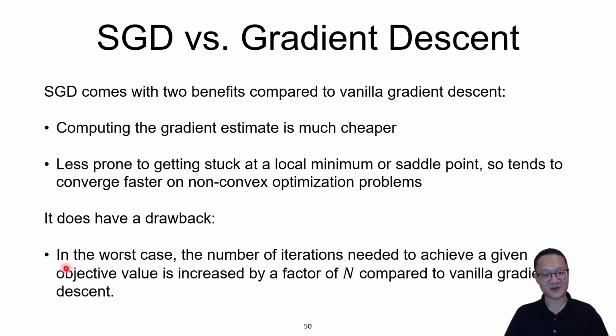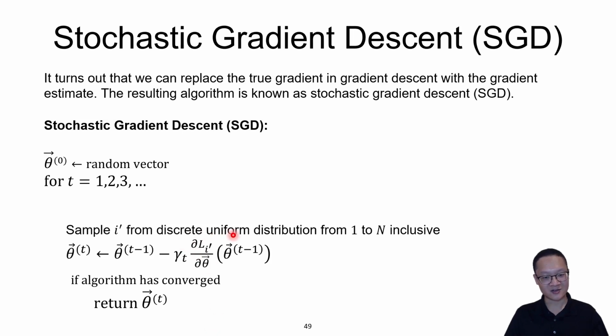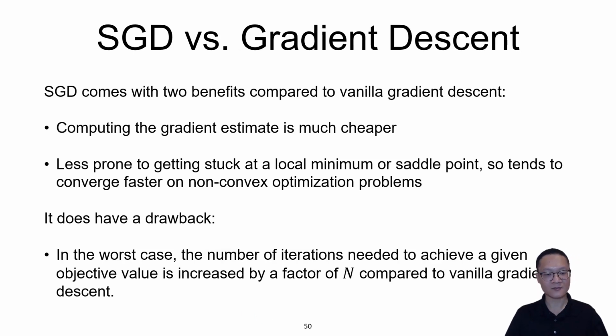Okay, then there's also a drawback. In the worst case, we'll need many more iterations in order to converge to the solution we want. So if I go back here, the computation of this term is much cheaper. However, we're doing the subtraction, so we're doing this theta update way more often. So computationally, there's also a trade-off. This is cheaper, but overall, we're doing this whole thing n times as many times. Okay, so that's the main comparison.